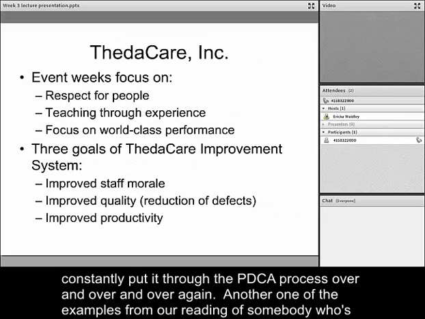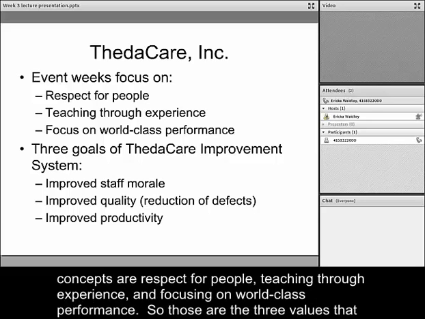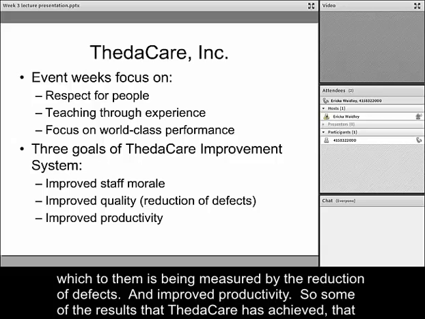Another one of the examples from our reading of someone who's implemented the lean thinking is Theta Care Incorporated. And Theta Care has, similar to the Kaizen model, event weeks, which focus on their concepts: respect for people, teaching through experience, and focusing on world-class performance. So those are the three values that they have embedded into their improvement system. The goals of their improvement system are improved staff morale, improved quality, which to them is being measured by the reduction of defects, and improved productivity.